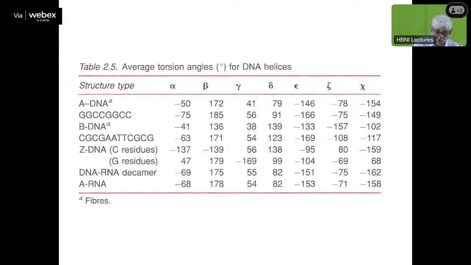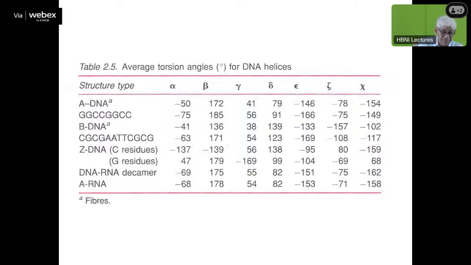Now, these are the various torsion angles which are listed here: alpha, beta, gamma, delta, epsilon, zeta, and chi. The alpha, beta, gamma, delta, epsilon, zeta torsion angles are along the backbone, and chi is the glycosidic torsion angle. You see there are many different DNA sequences listed here. Some of them have come from fiber diffraction data, and some from single crystals. Incidentally, in the early phases, it was not possible to obtain single crystals of DNA. All the previous structures were from fiber diffraction data.